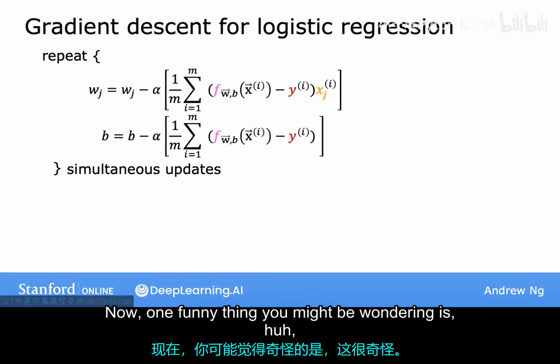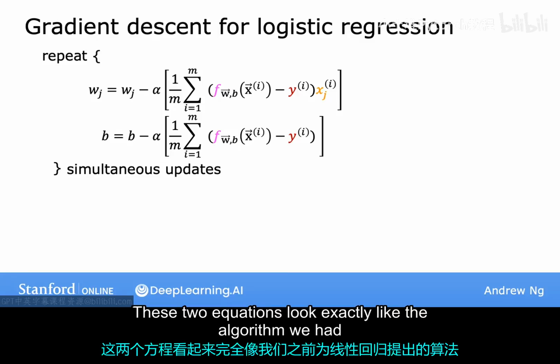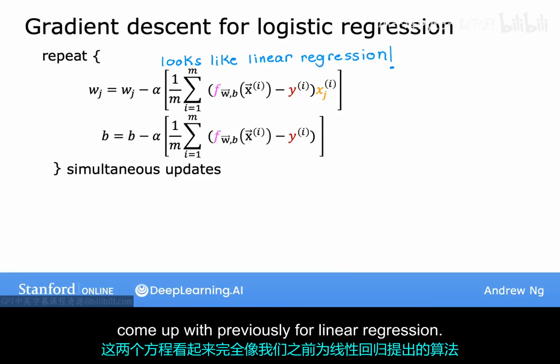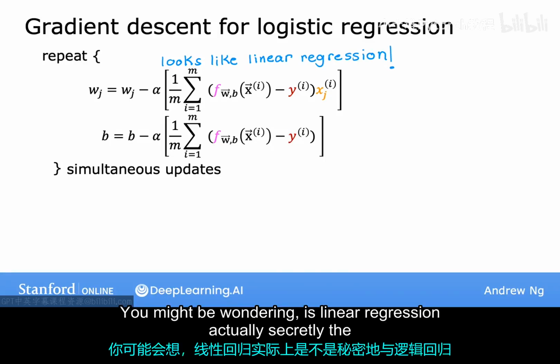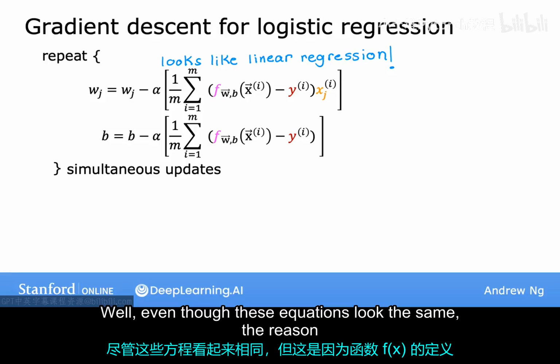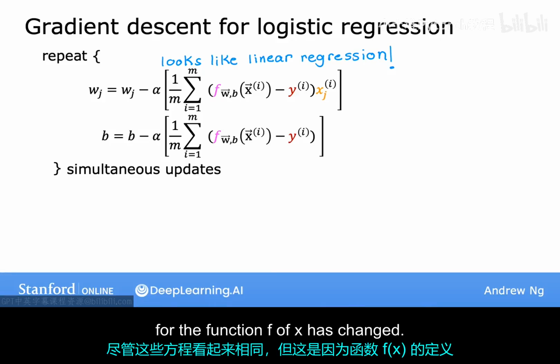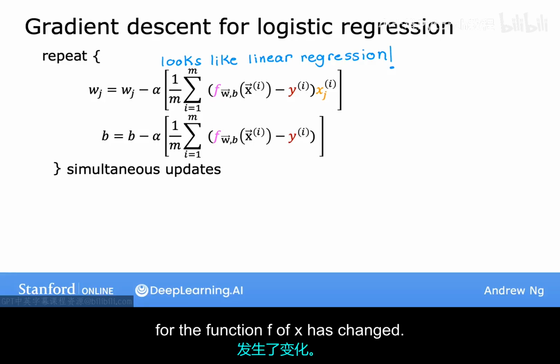Now, one funny thing you might be wondering is, that's weird. These two equations look exactly like the algorithm we had come up with previously for linear regression. So you might be wondering, is linear regression actually secretly the same as logistic regression? Well, even though these equations look the same, the reason that this is not linear regression is because the definition for the function f of x has changed.